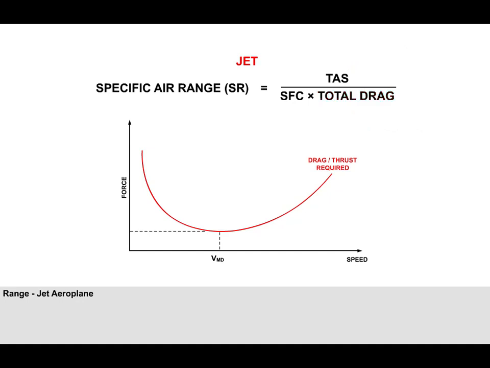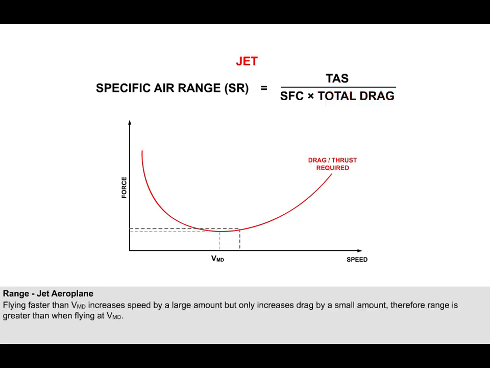as possible. However, looking at the graph, notice that because the drag curve is fairly flat at the bottom, the speed may be increased significantly from VMD for only a small drag penalty. From the formula, we can therefore see that whilst drag has increased a little, which is bad for range, the airspeed has increased significantly, which is good for range. Consequently, the overall effect is that there is an increase in specific range.